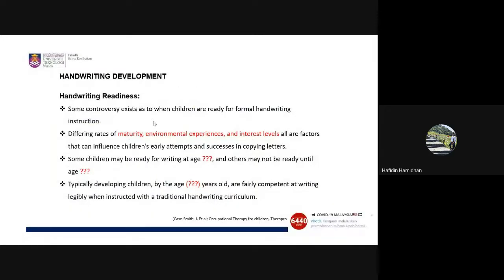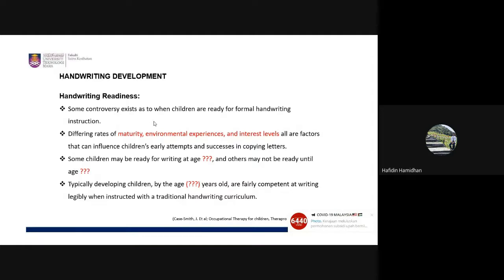Seterusnya, ini berkaitan dengan handwriting readiness. Boleh sesiapa bagi tahu agak-agak dalam umur berapa seorang kanak-kanak bersedia untuk participate dalam handwriting activity? Anyone boleh bagi tahu? 3 hingga 4 tahun. Okey, lagi selain tu? 2 tahun. Okey, 2 tahun tu mungkin terlalu awal.